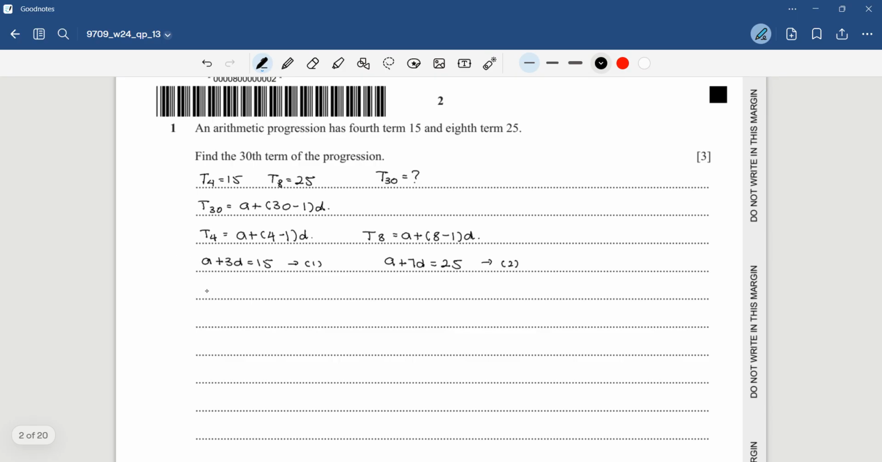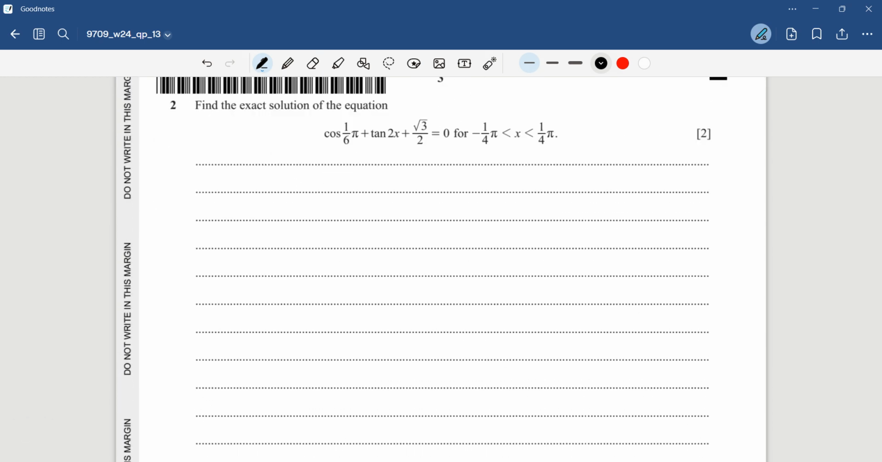Using simultaneous equations, your a is equivalent to 7.5 and your d is equivalent to 2.5. Now we substitute this inside the formula: T30 is equivalent to a, 7.5, plus 30 minus 1 is 29, d is 2.5. You press this in your calculator and you'll get 80.